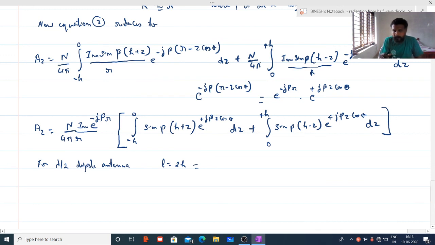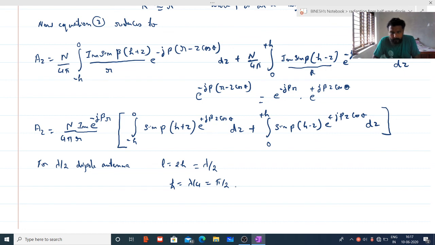L equal to 2h, which I can rewrite as L equal to 2h equal to lambda by 2. That is for a lambda by 2 antenna. So I can write h equal to lambda by 4, which is nothing but pi by 2 in terms of beta h. In general I can write it as lambda by 4.